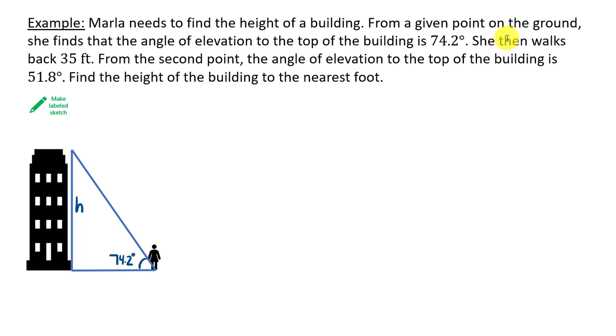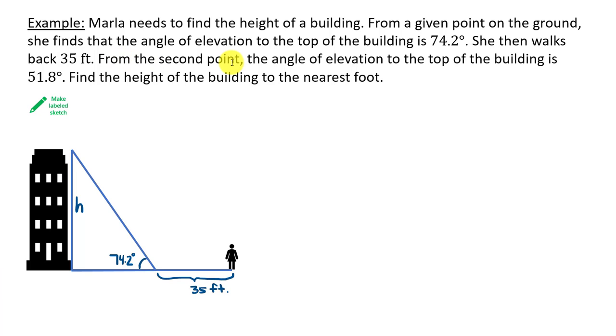Let's continue reading. She then walks back 35 feet. So she moves away from the building, and now Marla is here. It's given that she walks back 35 feet. So the segment is 35 feet.